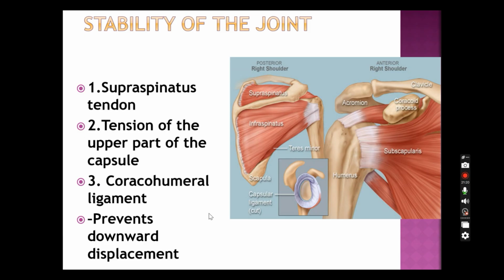Another is the coracohumeral ligament, which prevents the downward dislocation. So these three things, the supraspinatus tendon, the tension of the upper part of the capsule, and the coracohumeral ligament, which comes from the coracoid to the humerus, prevent the downward displacement of the head of the humerus when the humerus slips downward, isn't it?